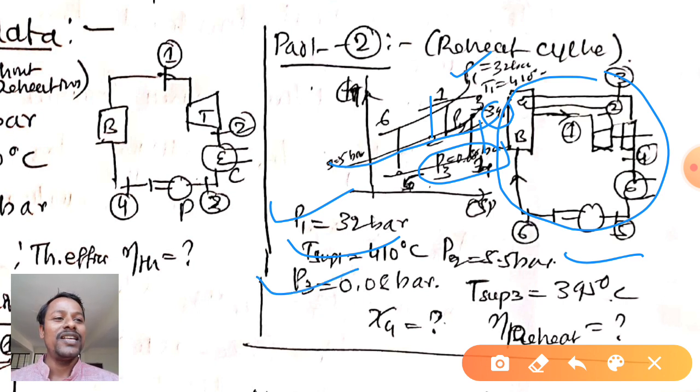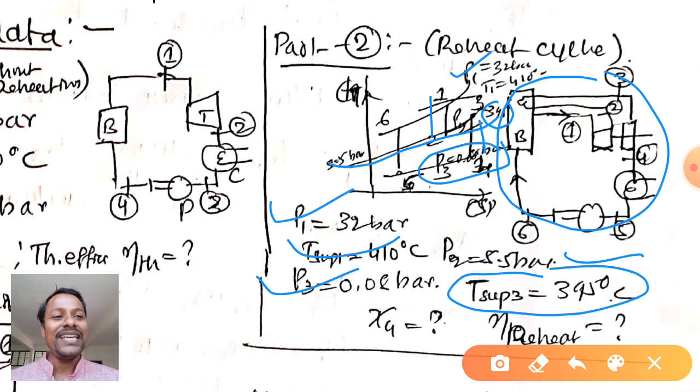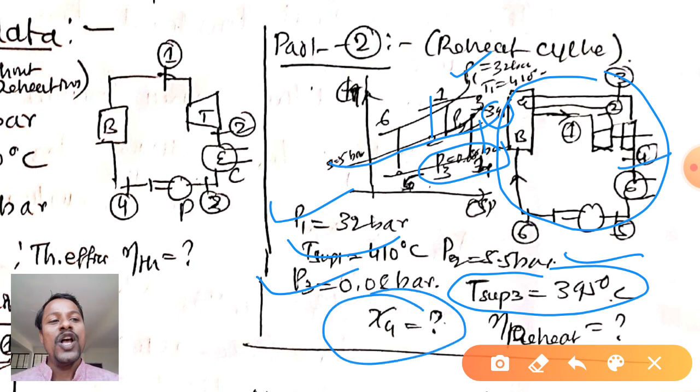So here T superheat temperature I am writing, so that is at state 3. So I am writing it at T superheat 3 as 395 degrees Celsius. So again he is asking us to calculate the dryness fraction at turbine outlet. So the turbine outlet state is state 4 here. So therefore x4 is equal to question mark. So again we need to calculate the cycle efficiency of this reheat cycle in the part 2.